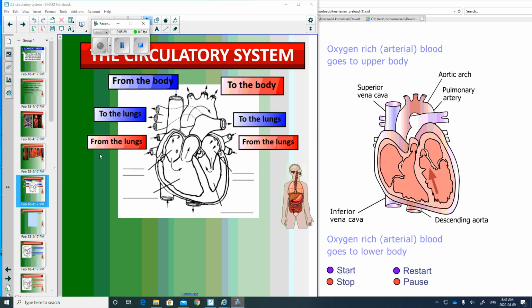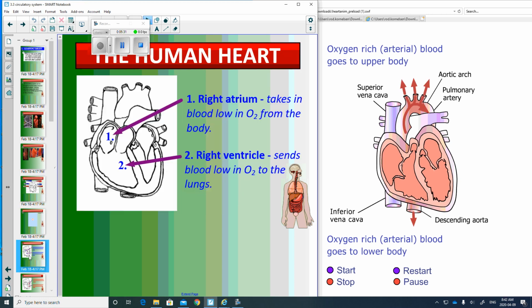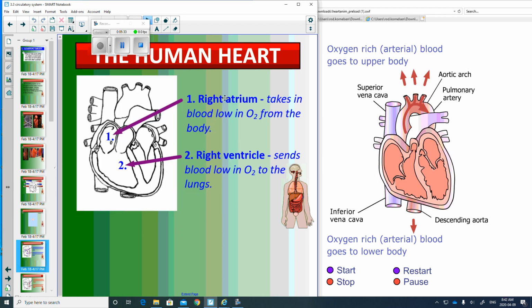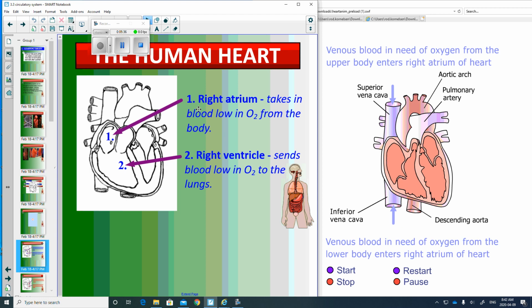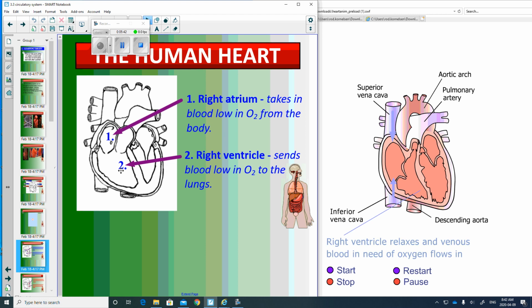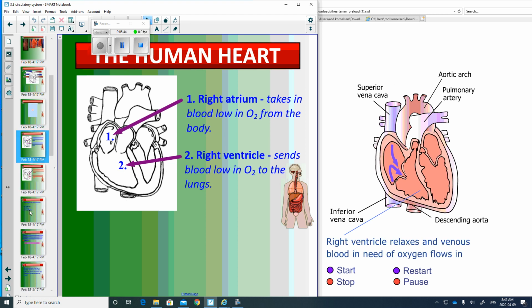I'll leave that flash animation playing on the side. You can take a look at that while we go through the parts. Right atrium takes in blood low in oxygen from the body. The right ventricle sends the blood low in oxygen to the lungs. You can pause there to record that in your notes. I'm going to move on.